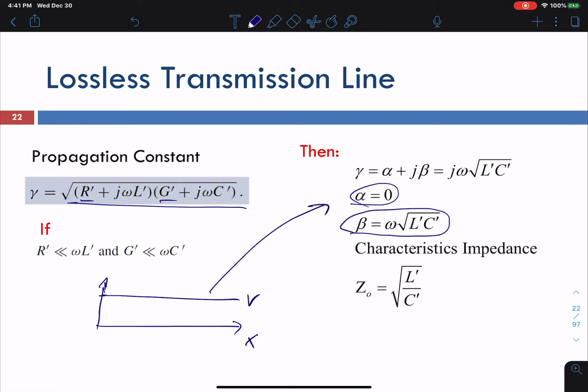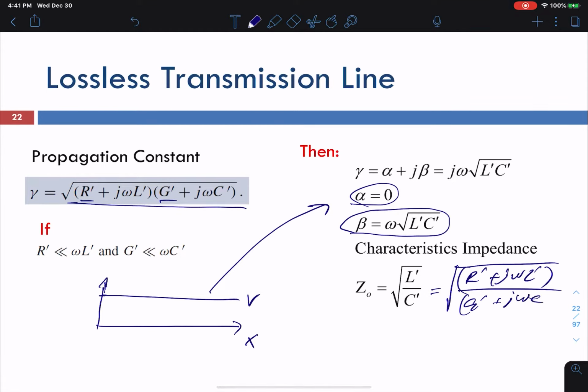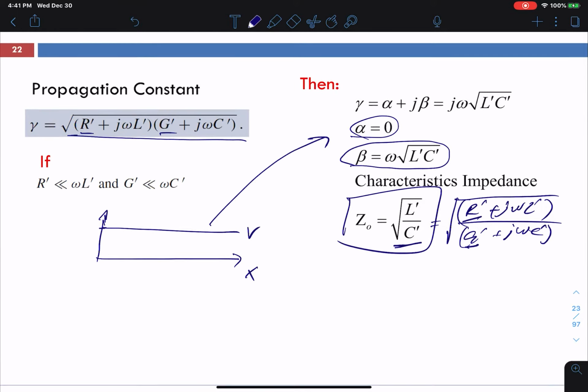So also your characteristic impedance comes to this one here. You know what that is? This is basically square root of (R prime plus j omega L prime) over (G prime plus j omega C prime), right? So if we take R prime and G prime as 0, that becomes this one here. So this is the characteristic impedance for a lossless line. So it changes for lossless line, both the equation for characteristic impedance and also propagation constant.